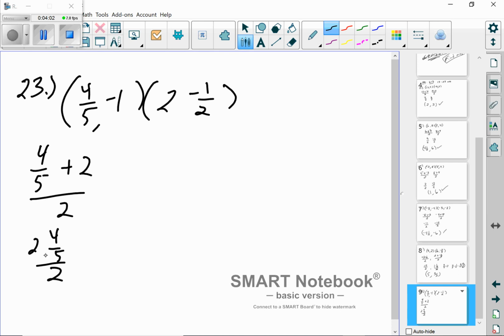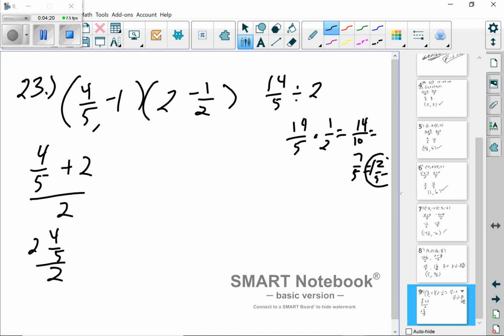Sorry, 14/5. 14 over 5 divided by 2, which is really 14 over 5 times 1/2, which is really 14 over 10, which is really 7 over 5, which is really 1 and 2/5. Right, just doing your fraction work. So I got 1 and 2/5 is right for the x. I don't care if you leave that as 7/5. Improper is good with me.